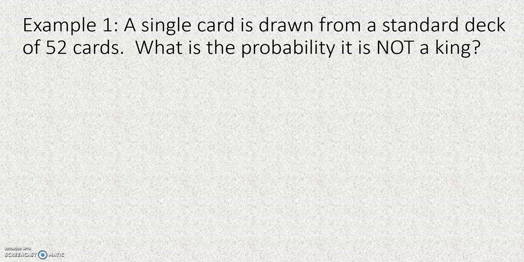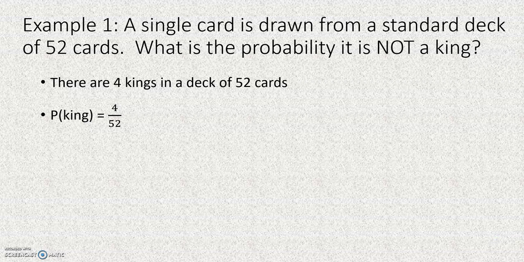Example 1. A single card is drawn from a standard deck of 52 cards. What is the probability it is not a king? There are 4 kings in a deck of 52 cards. Probability of a king is 4 out of 52. Probability of not a king is 1 minus 4 out of 52, which is 48 out of 52, which is 12/13.